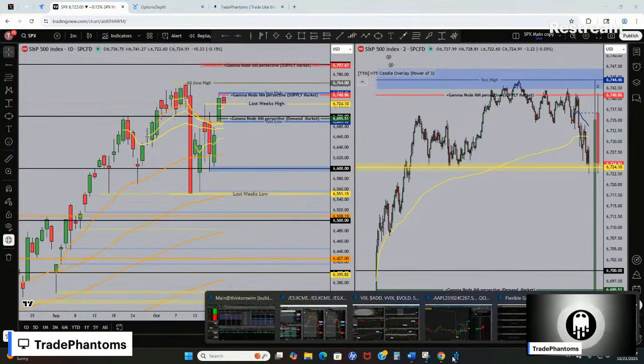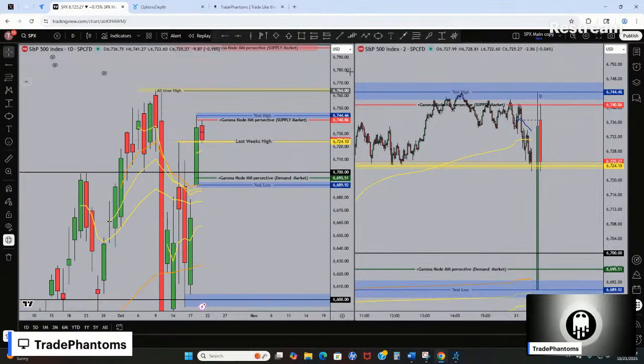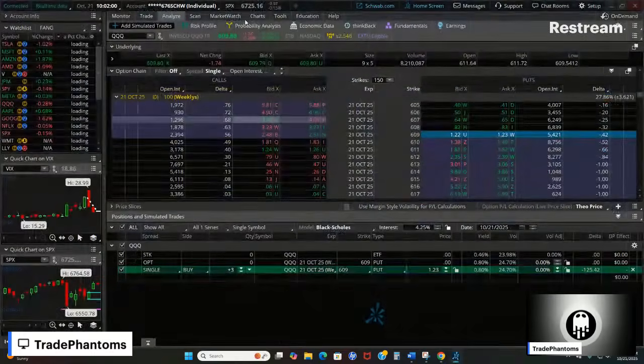Switch off of that. 6,700, which is 20 something odd points away on the SPX profile.